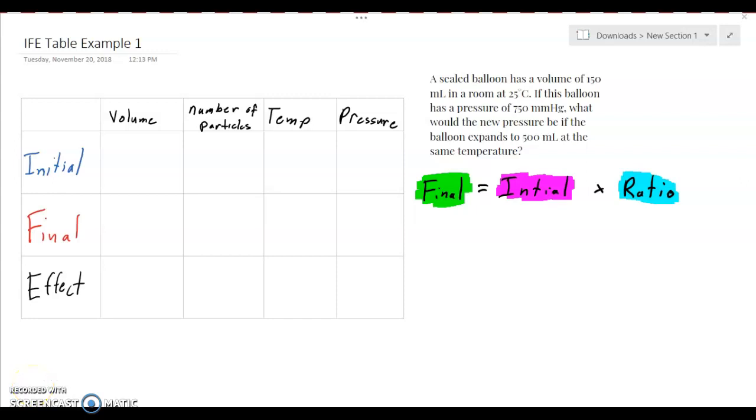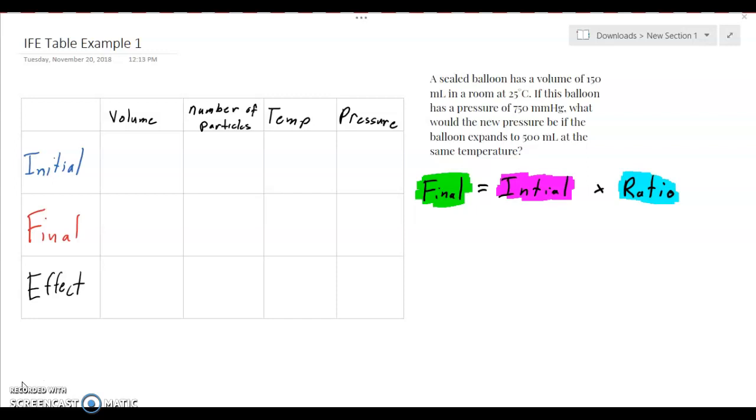Welcome to the IFE table example 1 tutorial. This tutorial is meant to show you how to use an IFE table in conjunction with a word problem. An IFE table is a mathematical tool we can use with the word problem provided to figure out an unknown value about a gas.